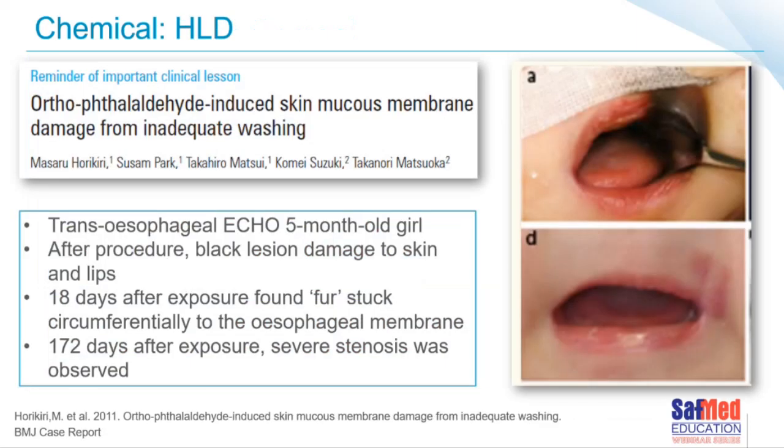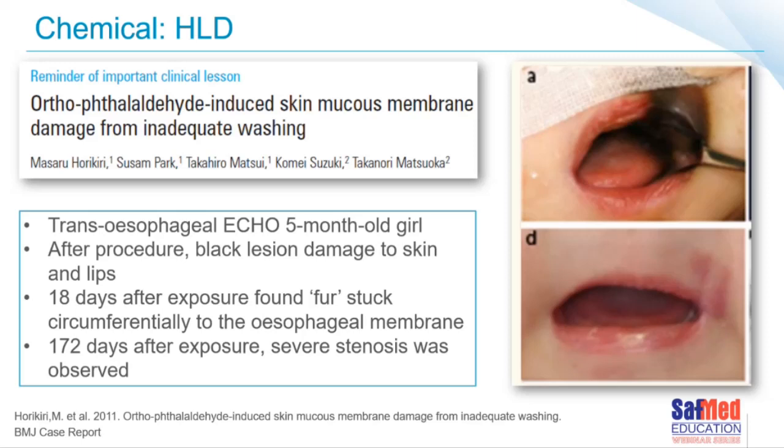Here's one, an article published in the British Medical Journal, a case report of an incident using an OPA-based high-level disinfectant. It was a case where a 5-month-old girl had an echo procedure done, and after the procedure, she developed this black lesion, the damage to her skin and her lips. That was the initial, and then 18 days after exposure, they found a fur-like, they referred to as a fur, stuck circumferentially in her esophageal membranes, which actually was some form of fungal growth from resistance. And then 172 days later, she had severe stenosis.